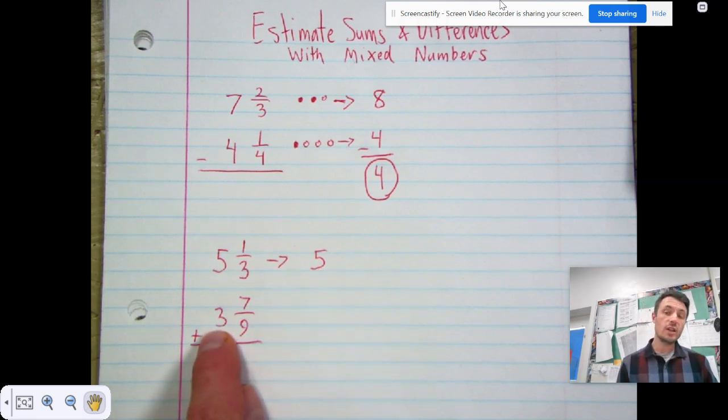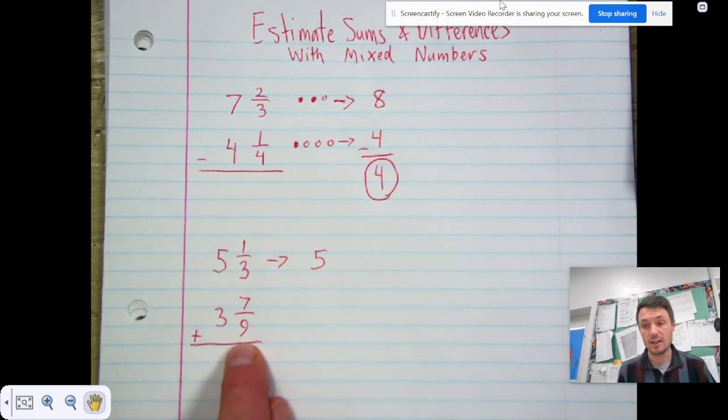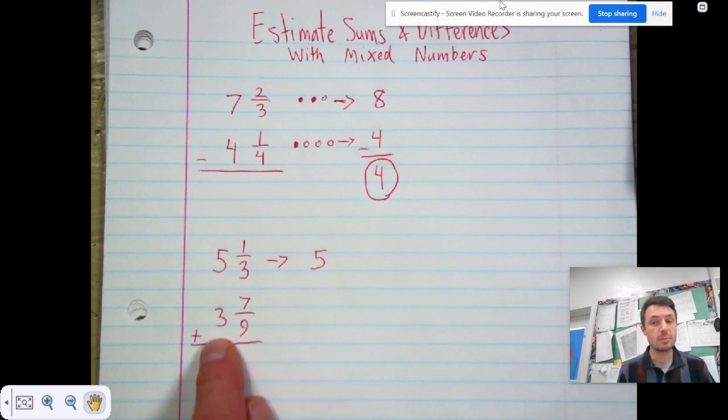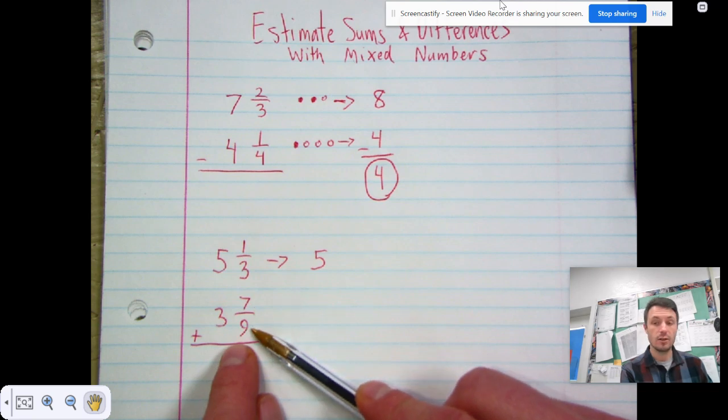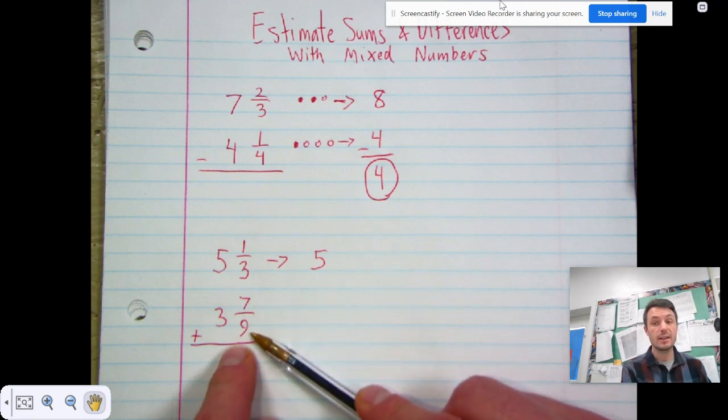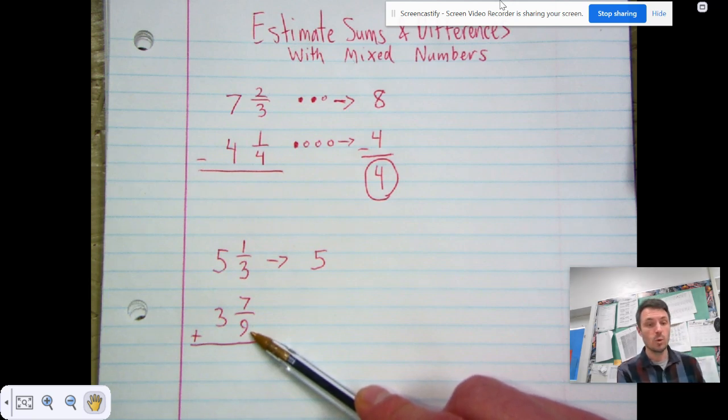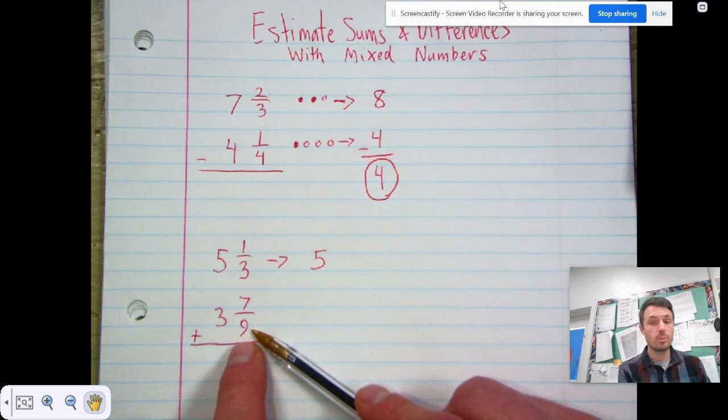Here, if you had 3 whole pizzas and 7/9 of the 4th pizza, you have more than 3 pizzas, but less than 4. But do you have closer to 4 or closer to 3? Well, 7 is more than half of 9, which means 7/9 is a fraction greater than 1/2. So if you had to round either down to 3 or up to 4, you have closer to 4 pizzas.